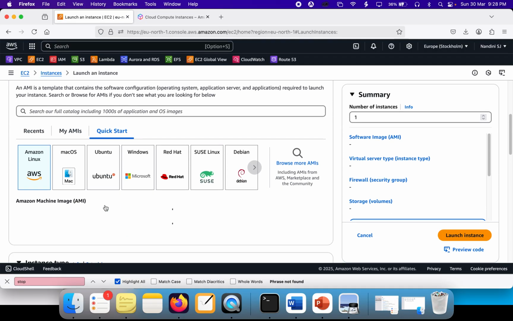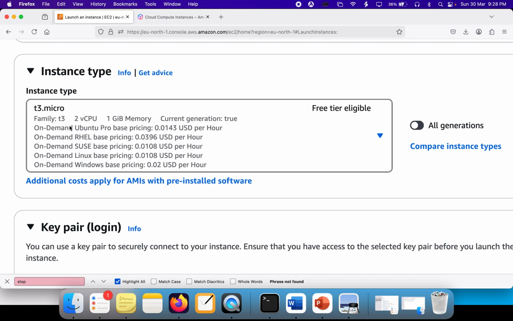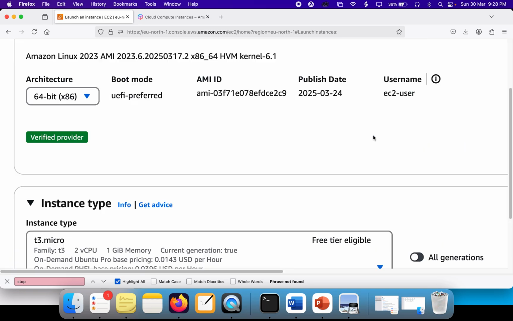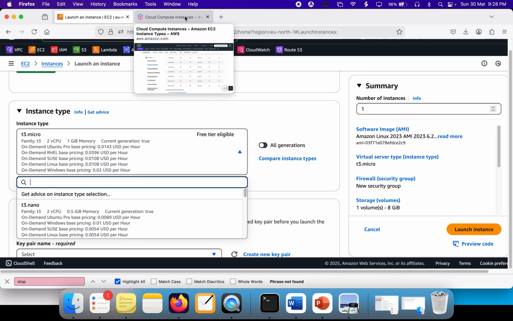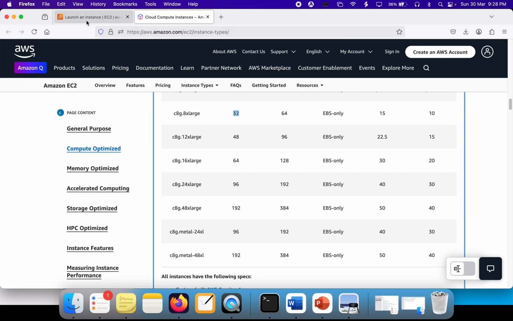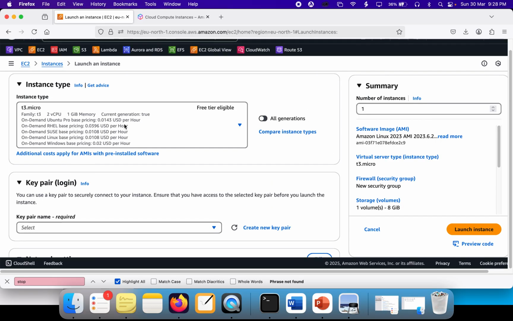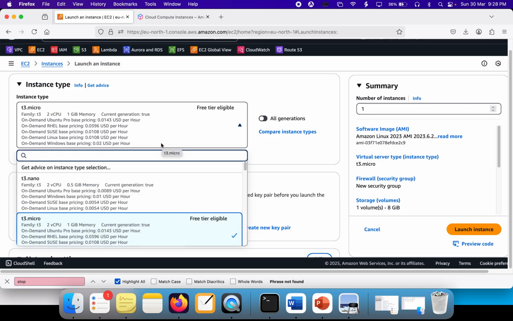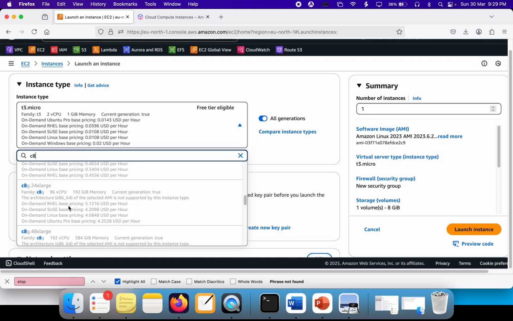So how do you find these images, the different types of images? You can go here, right? As I mentioned, T3.micro is a kind of general purpose, and you can find all the instance types over here as well. Whenever you're choosing the instance types, you can just search with C8. If you search with this, you can choose any of these instances like this.